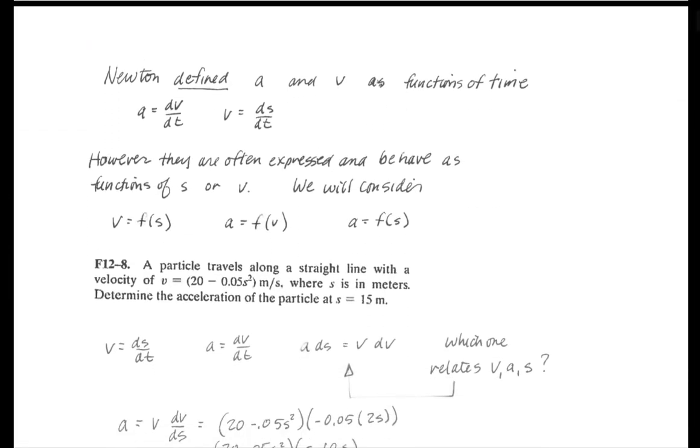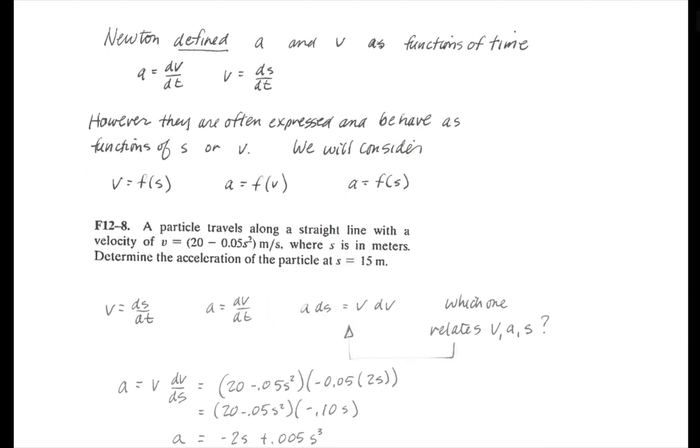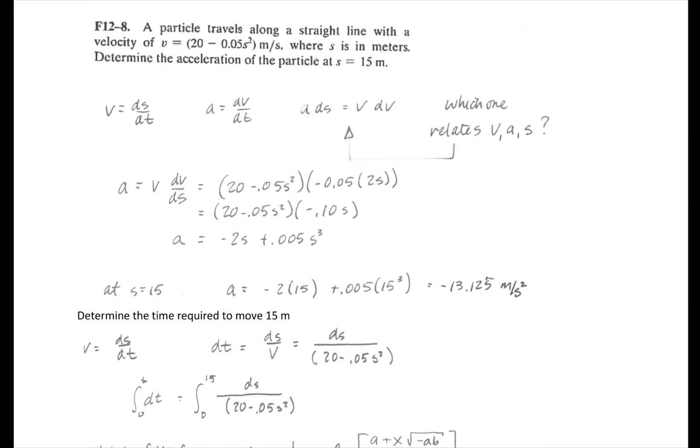Now, the last thing I wanted to visit with you about is Newton defined acceleration and velocity as functions of time. A is equal to dv/dt, v is equal to ds/dt. However, they are often expressed and behave as functions of position or velocity, not necessarily always functions of time. So we may have velocity as a function of s, acceleration as a function of velocity, or acceleration as a function of s. In any of those cases, we will generally look for this equation: a ds is equal to v dv.